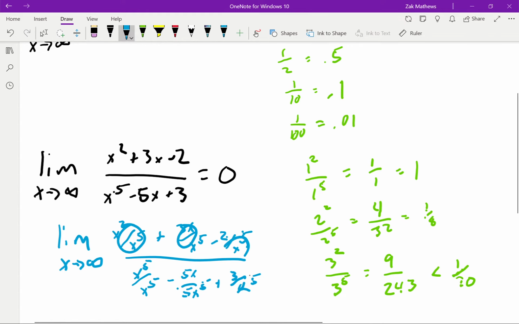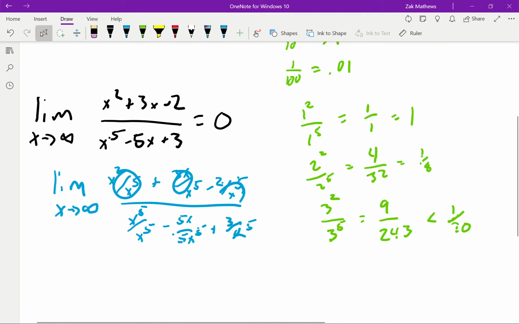We have this x to the 5th over x to the 5th. Finally, we have something that's not going to 0, that's going to a 1. This thing's going to 0, this thing's going to 0, we're left with 0 over 1, which is still equal to 0.